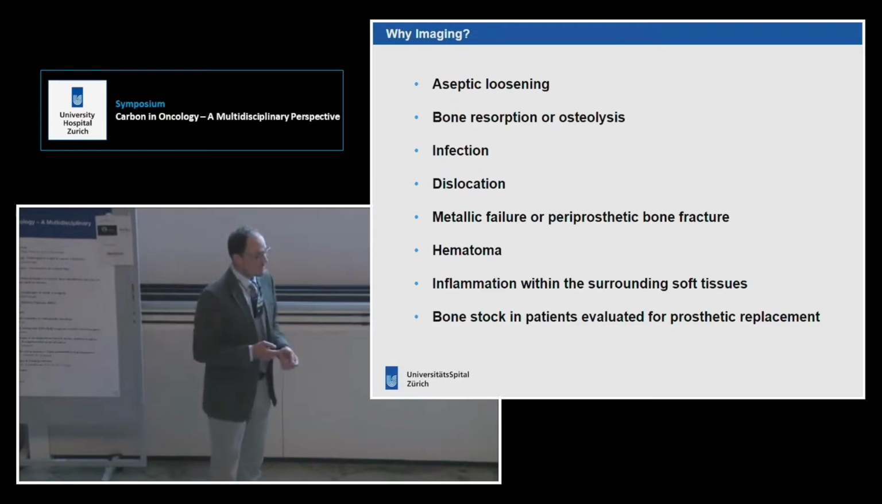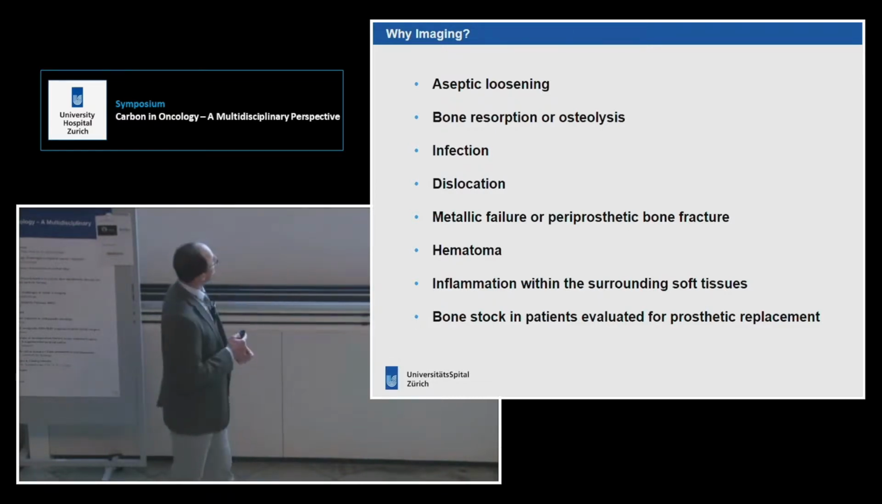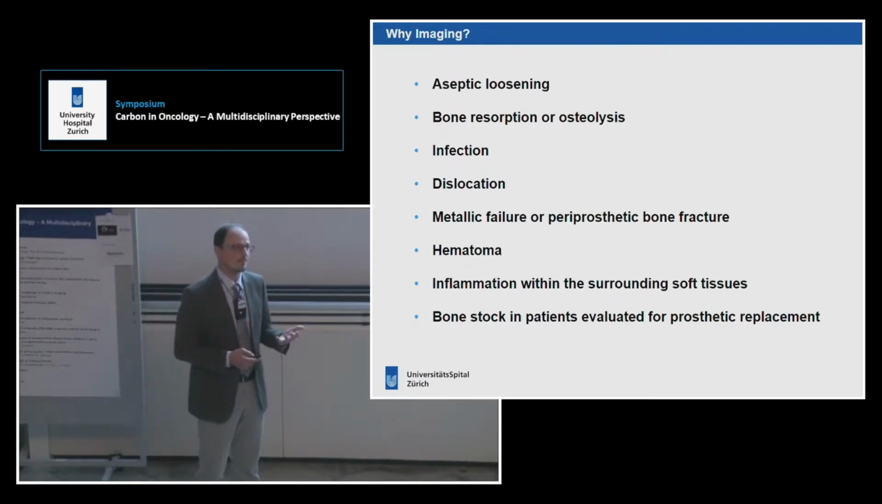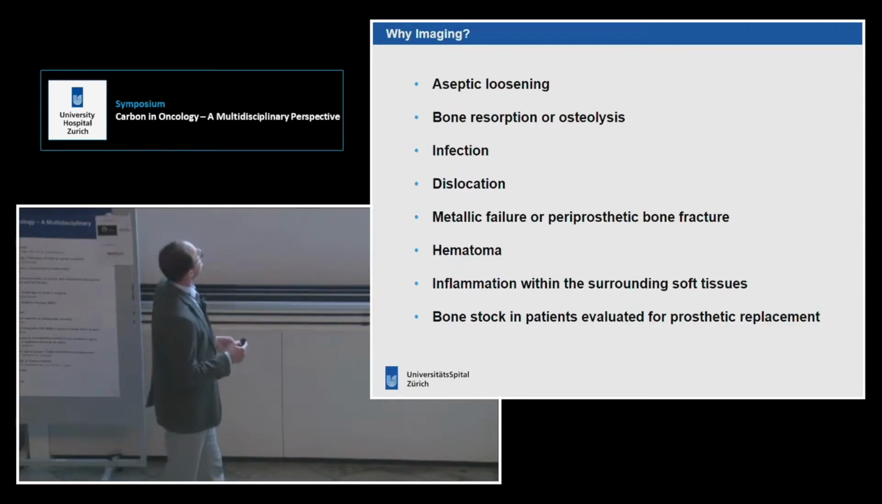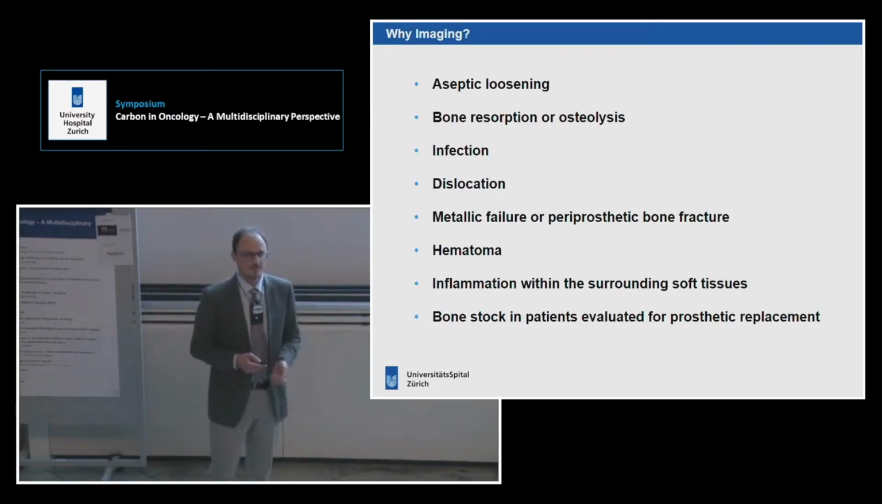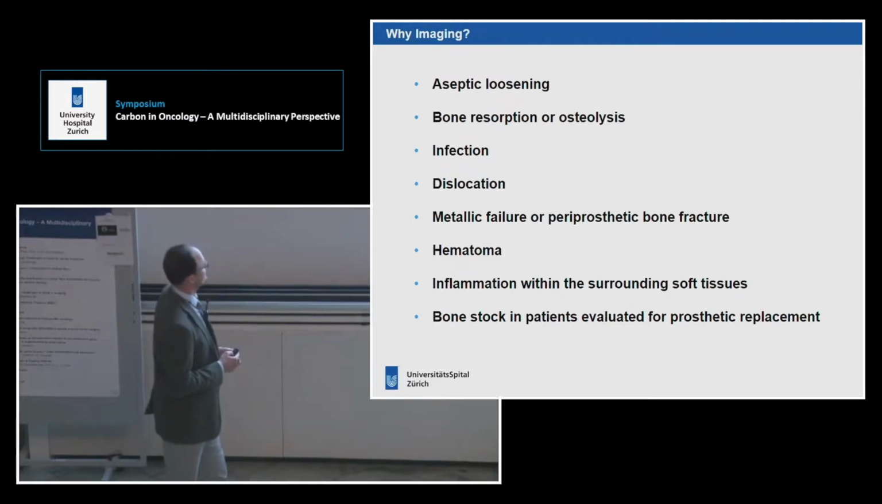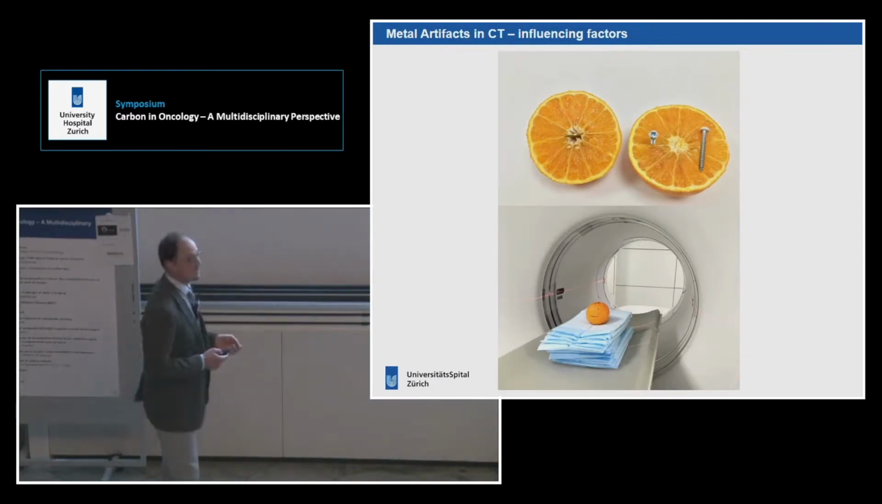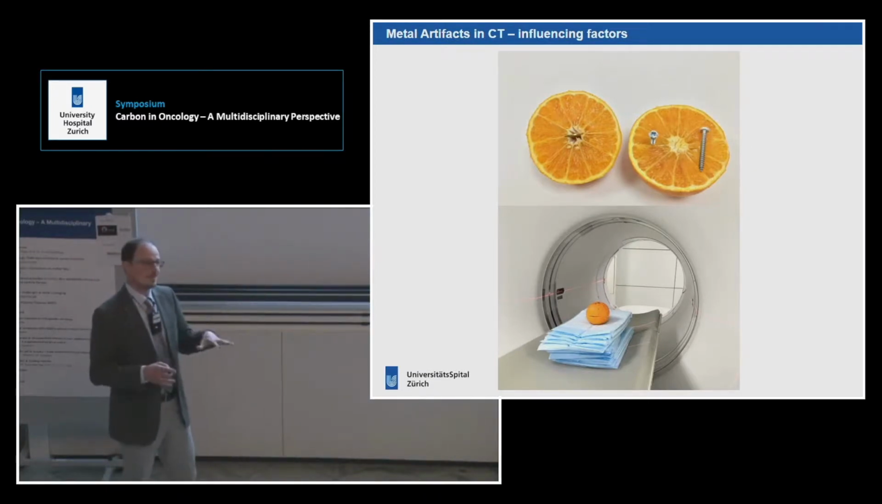This is just one busy slide. I will not go through all of those problems, but it's just a summary of the things that we may encounter as radiologists when we look at implants. It's a huge basket of things that we can see, ranging from aseptic loosening to hematomas or inflammation of the surrounding tissues, and all those things have to do with artifacts that may disguise them and make it difficult for us to detect them on the images.